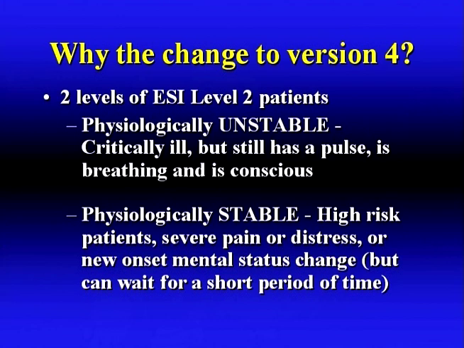The other group of ESI level 2 patients are those patients that are indeed high risk, in severe pain or distress, or have new onset mental changes. Examples of these patients include a chest pain patient with normal vital signs and no respiratory distress, patients with severe pain due to a kidney stone or cancer, or perhaps the elderly patient that is weak and dizzy with a significant medical history, but physiologically stable at triage.